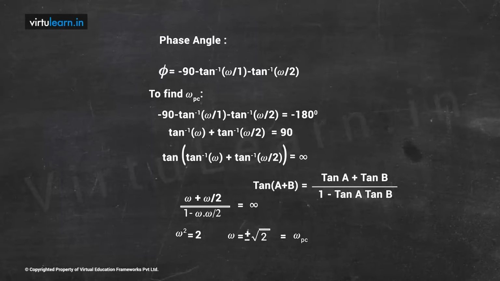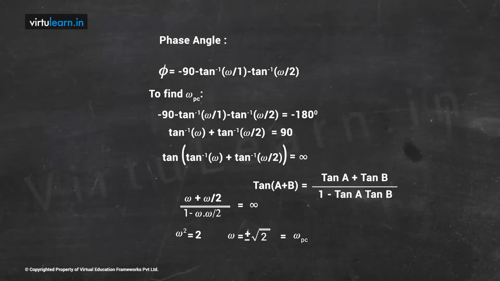Then you can cancel all the minus signs, and take this 90 to the other side. Therefore, we have tan inverse omega plus tan inverse omega by 2 is equal to 90. Now apply tan on both sides. Tan of this is equal to tan 90, and tan 90 is infinity. Here we use the tan A plus B formula: tan A plus tan B divided by 1 minus tan A tan B.